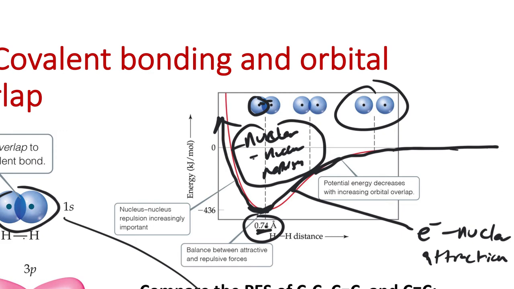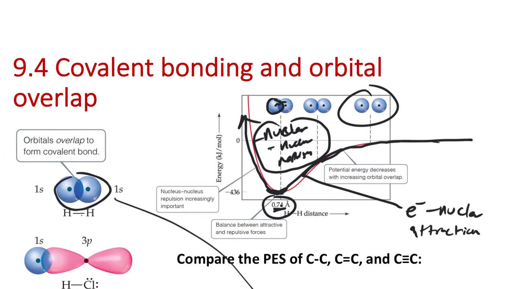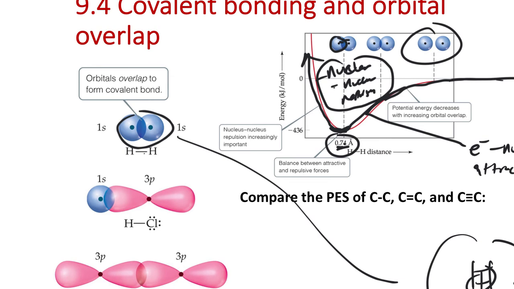And again, it reaches a happy point, if you will. So every bond has an ideal bond length. Like in CH, carbon's bigger than hydrogen, so the CH bond length would be a little bit longer in terms of its ideal bond distance.